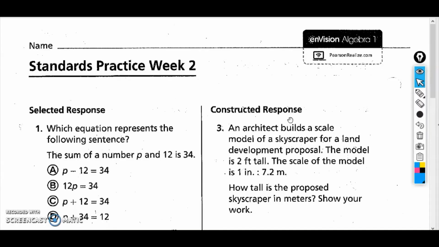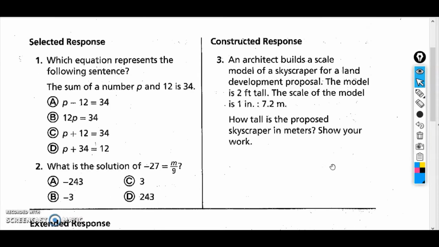Standards Practice Week 2. Let's look at number 1. Which equation represents the following sentence? The sum of a number p and 12 is 34. So we need to know what the key words are. Like sum is really important.